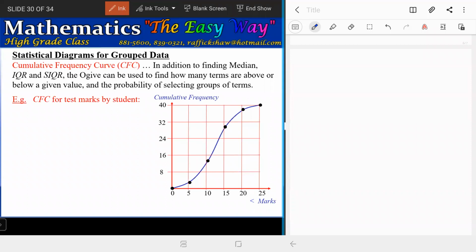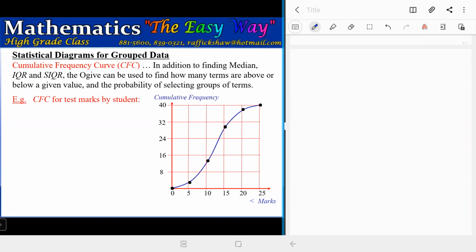All right, so let's read what they said. A cumulative frequency curve, in addition to finding the median, interquartile range and semi-interquartile range, the Ogive can be used to find how many terms are above or below a given value. And it can also be used to calculate the probability of selecting a group of values. It can be used to find how many terms are below or above a given value, and it can also be used for probability.